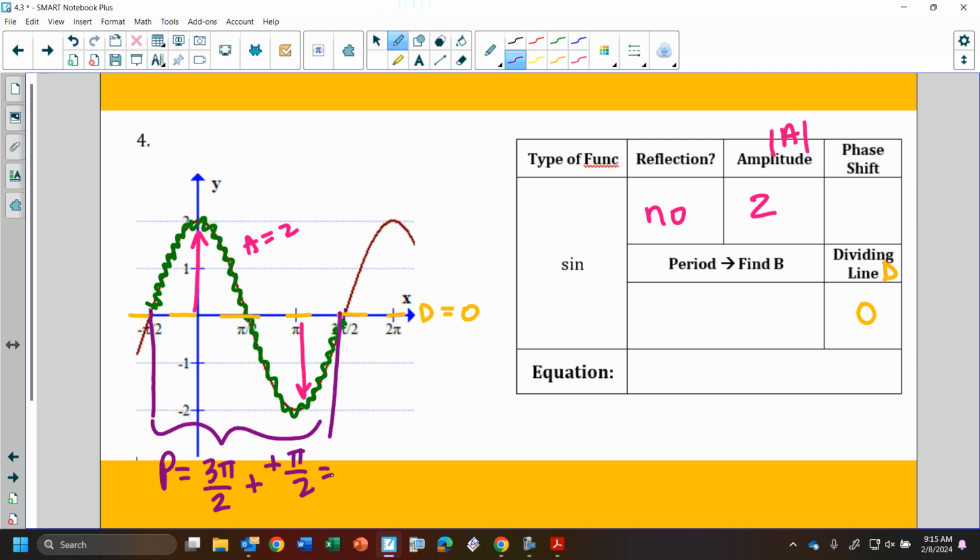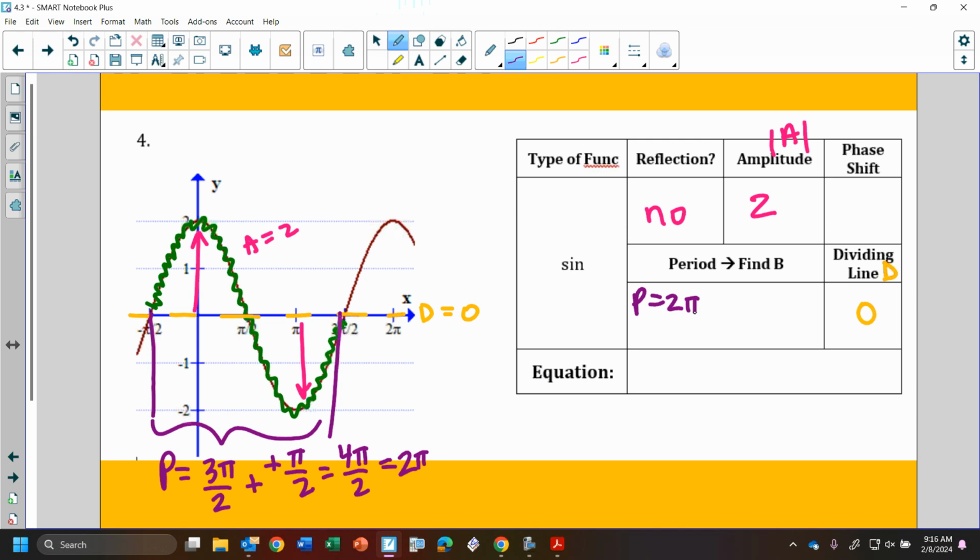2 pi. So what I'm doing here is I'm taking 3 pi over 2 as my end, minus negative pi over 2, my start. Minus a negative, what happens with the double negatives? It becomes a plus. Gives you 4 pi over 2. They already had a common denominator. Simplifies down to a period of 2 pi. Does that make sense? So the period here is 2 pi.